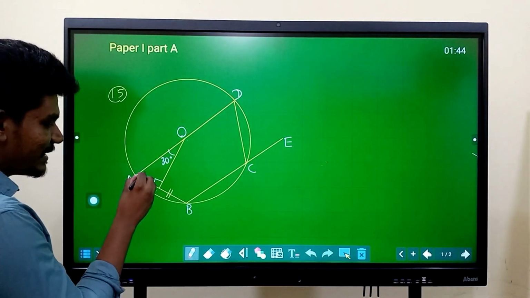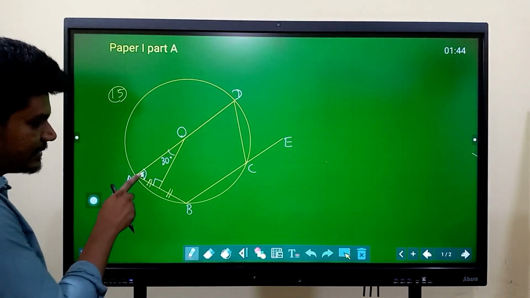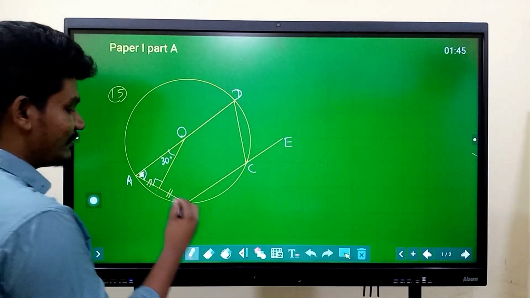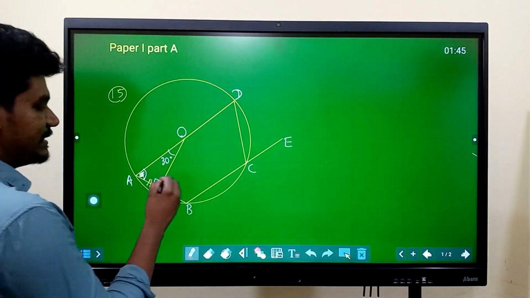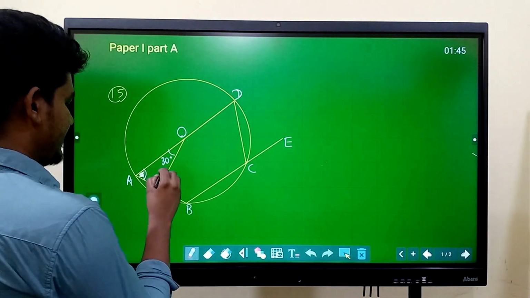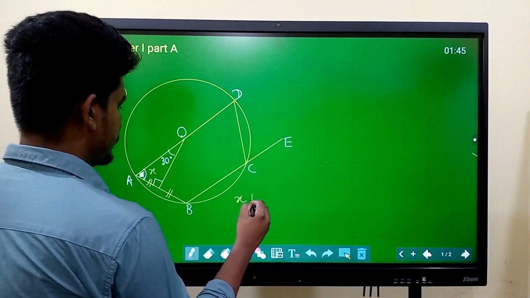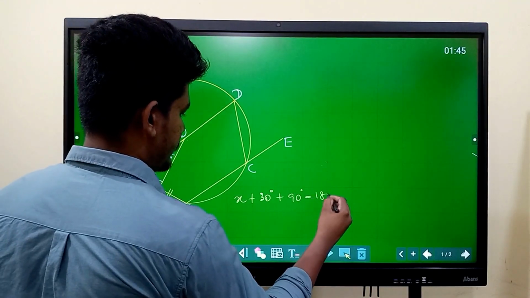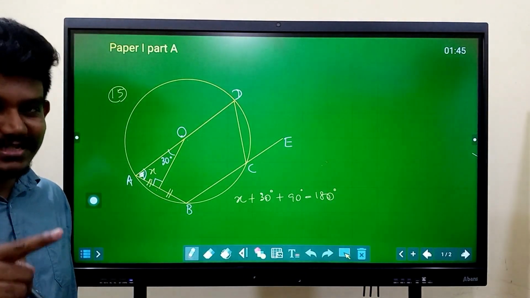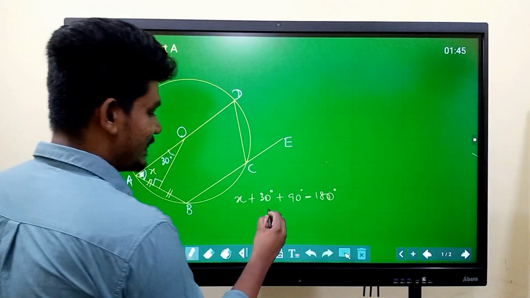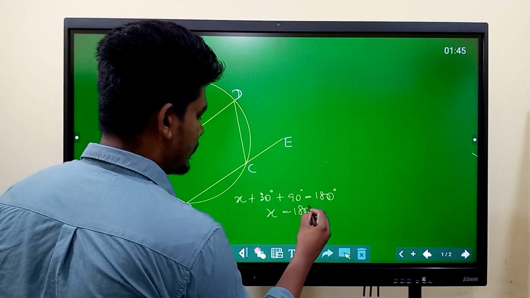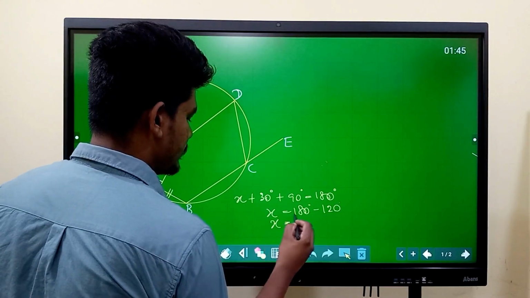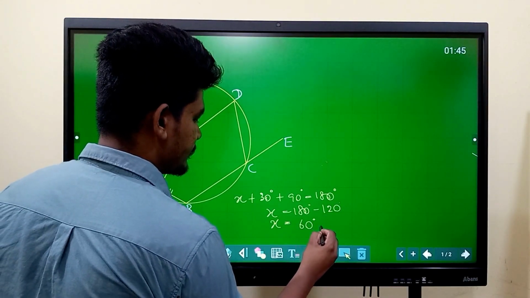Then you can find this magnitude, isn't it? This angle can be found, right? How can you find that? You can write the theorem here, sum of the interior angles of a triangle. If I take it as x degrees, that should be x plus 30 plus 90 equals 180. Then 90 plus 30 is 120. Then x equals 180 minus 120. So x equals 60 degrees.